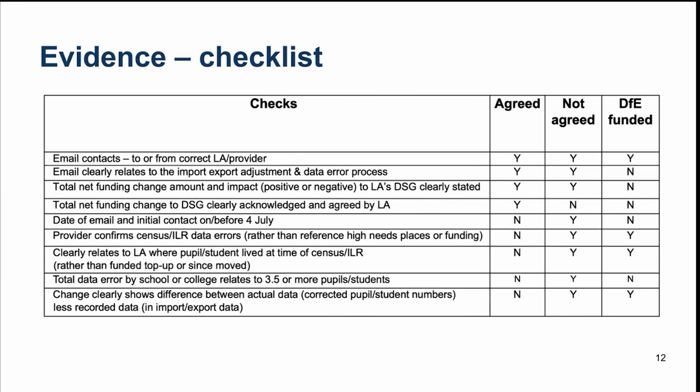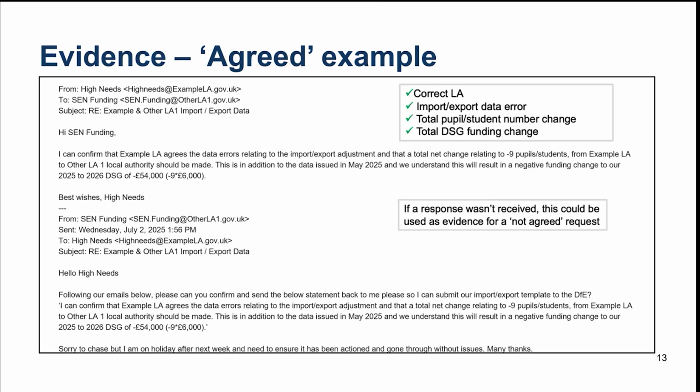For not agreed requests, the provider evidence must also show the total data error relates to 3.5 or more pupils or students. And this is due to the threshold at provider level for not agreed changes, which is explained more in the guidance that was issued last week and you may find helpful. And now on to the next slide, where we'll actually look at some examples of evidence.